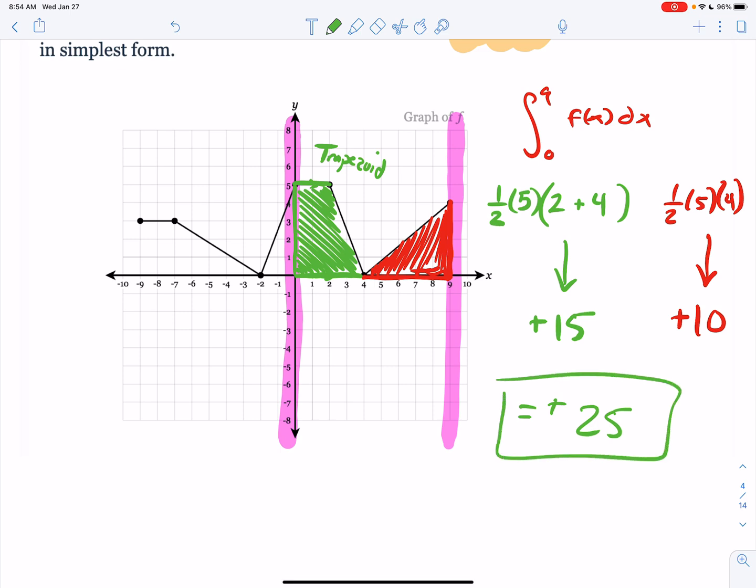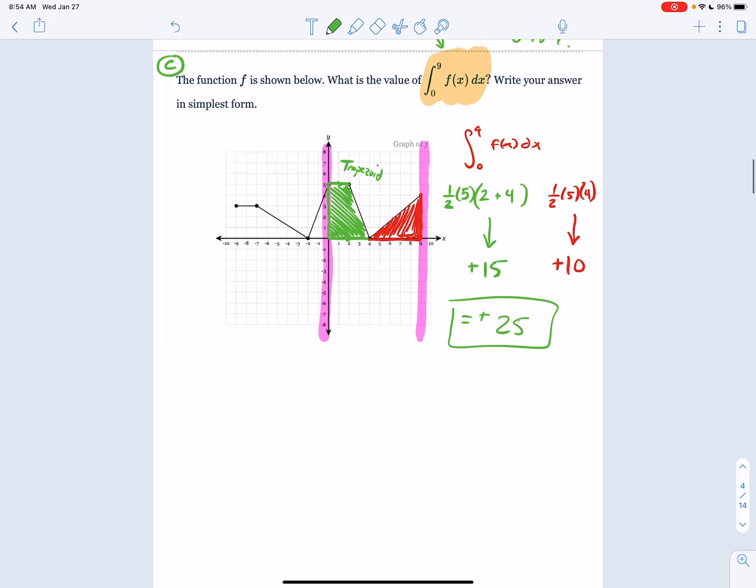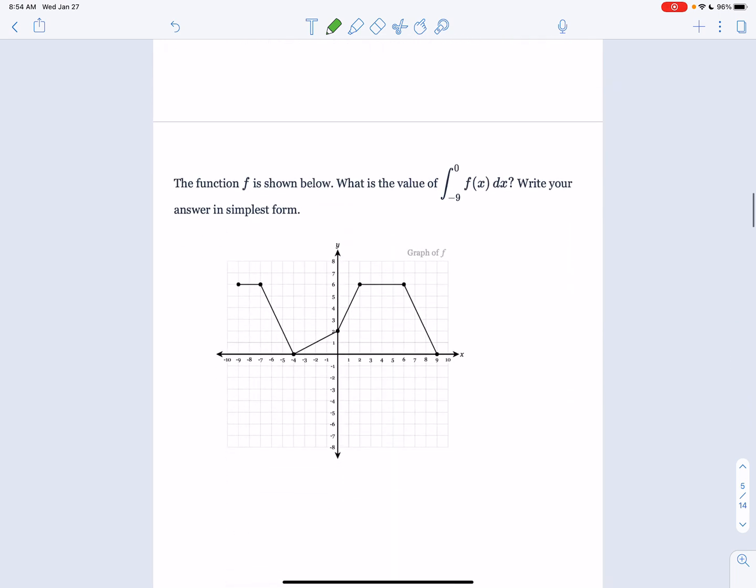Okay, so here's how you incorporate geometric shapes. All right? Okay, here's part D. Go ahead and try this one here. Press play when you're ready.